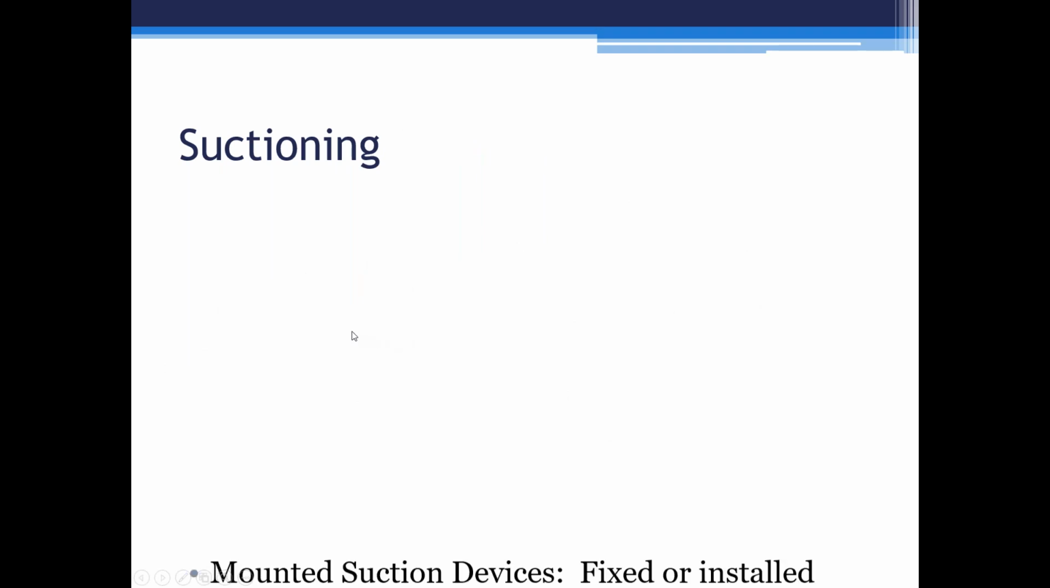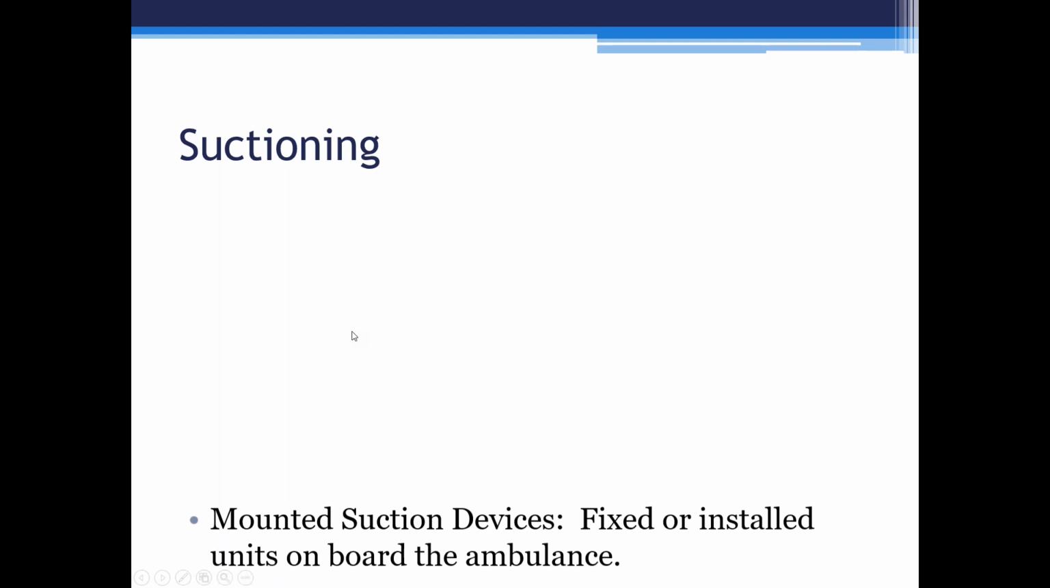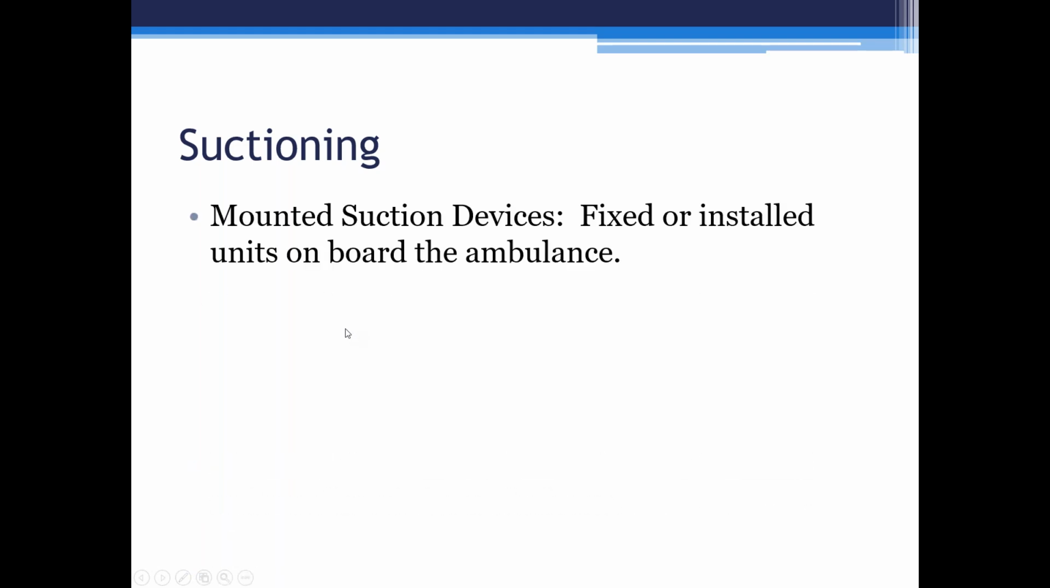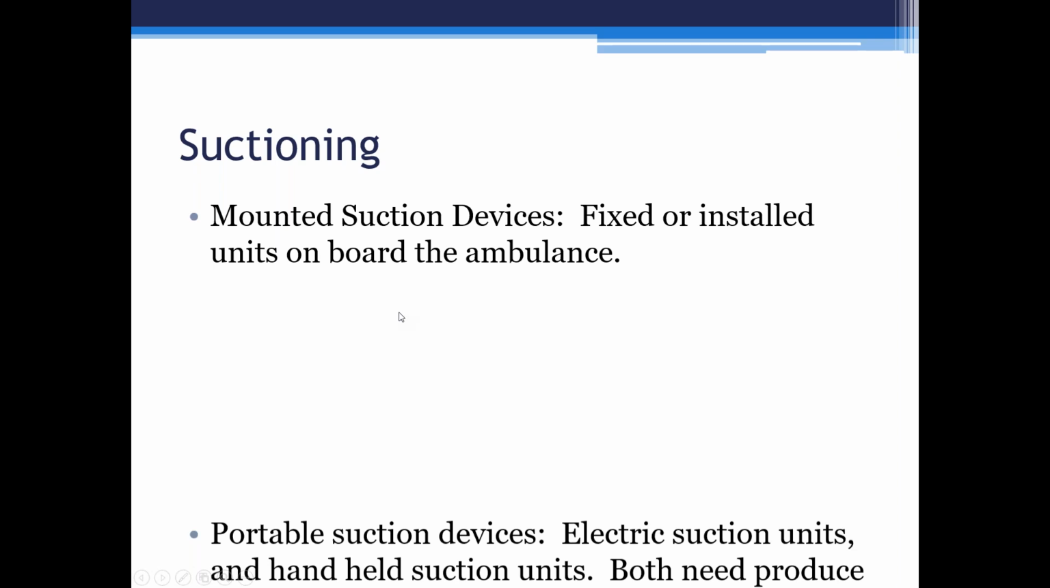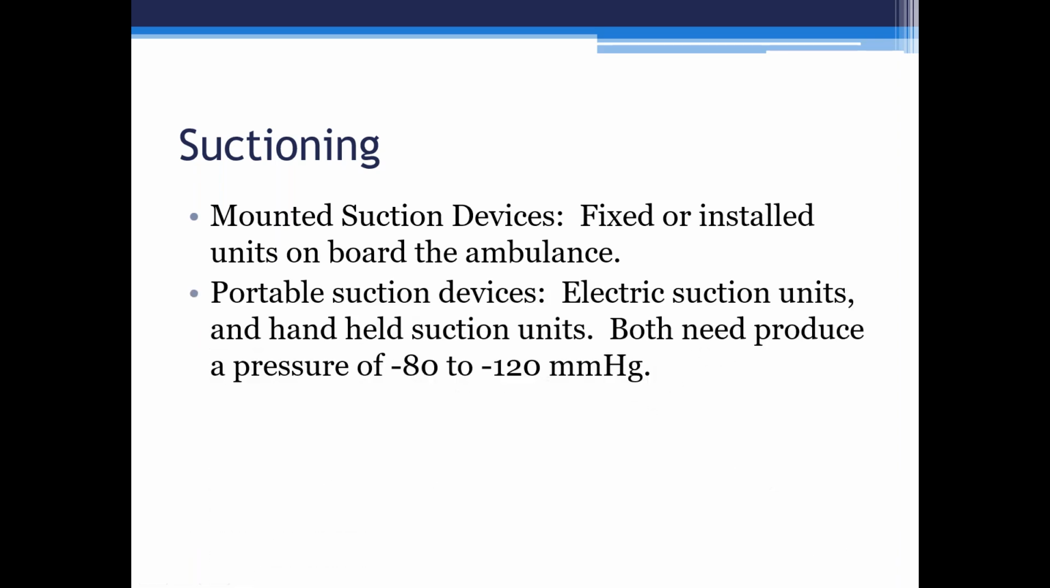So with suctioning, a couple of different pieces of equipment that we can utilize for this. We have mounted suction devices. These are going to be fixed and installed on the ambulance. We can also use portable suction devices. These are going to be electronic suction units, which are handheld, and they can create a pressure of in between 80 to 120.